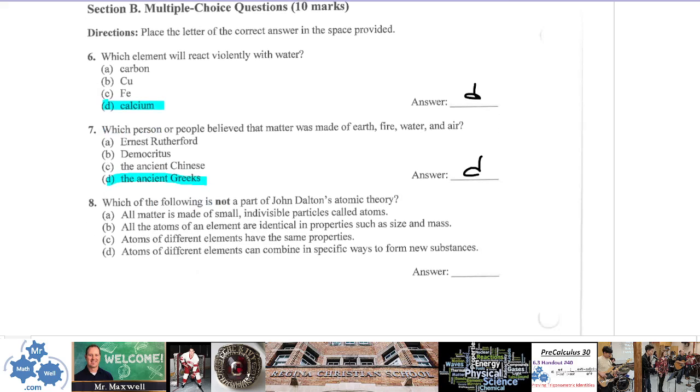Thank you. 8. Which of the following is not a part of John Dalton's atomic theory? All matter is made of small indivisible particles. That's part of it. All atoms of an element are identical in properties such as size and mass. Atoms of different elements have the same properties. That looks like it. Atoms of different elements can combine in specific ways to form new substances. So it looks like 8 is C. This is incorrect, C.